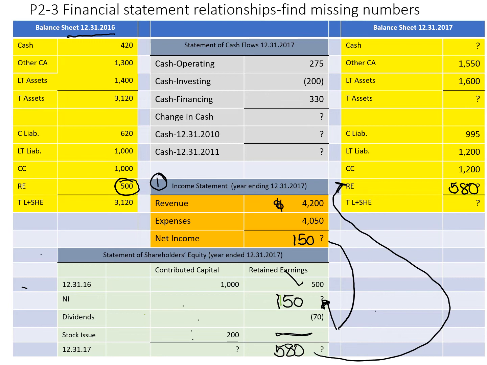Now, since we're here and we're looking at that ending balance sheet, we can see that the contributed capital, or CC, is $1,200. And guess what? If I did a statement of contributed capital, 1,000 beginning contributed capital, right here, plus any stock that was issued that year of 200, gives us the ending contributed capital. So notice how this all kind of flows and ties.